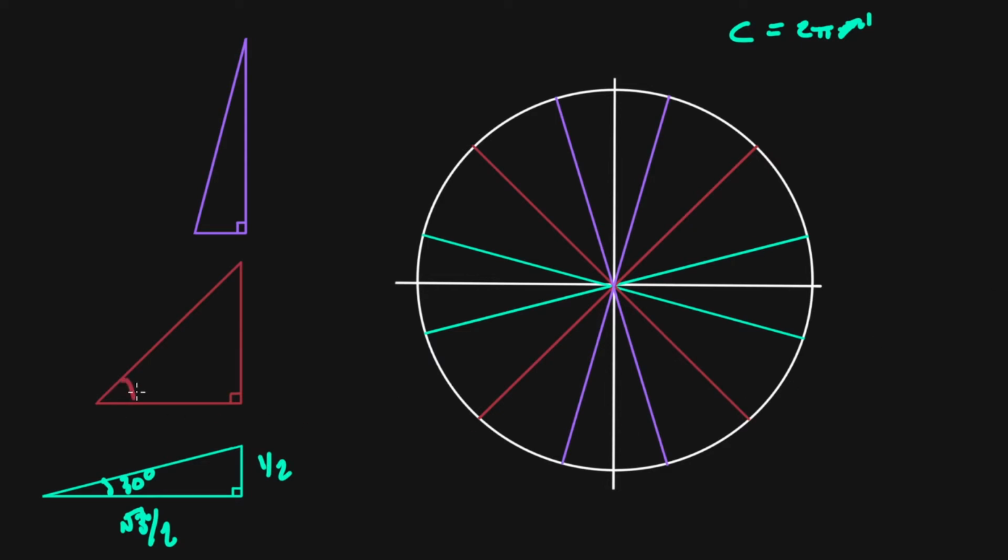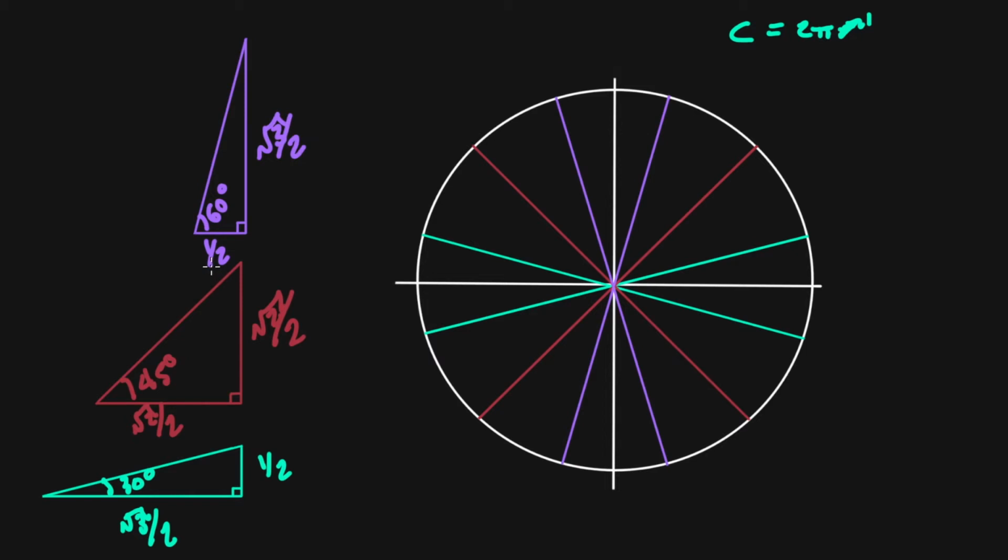For our 45-degree triangle, the x length and the y length are the same because it's essentially just half of a square here. So its x and y lengths are going to be the same, and so this is also the square root of 2 over 2. And finally, for our 60-degree triangle, the x length is going to be a half, and the y length is going to be square root of 3 over 2.